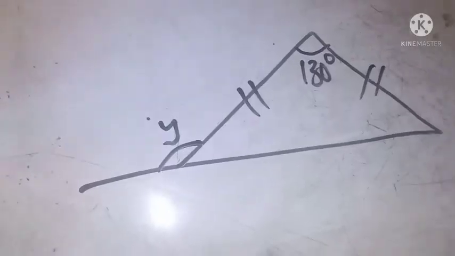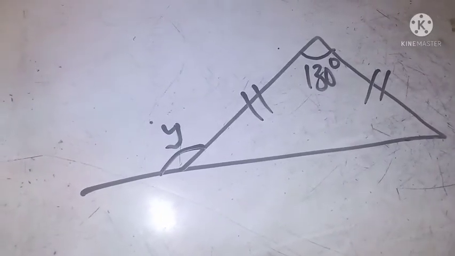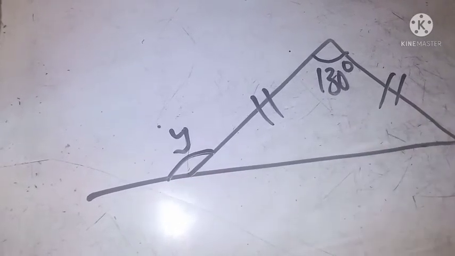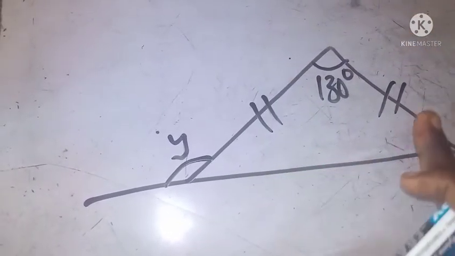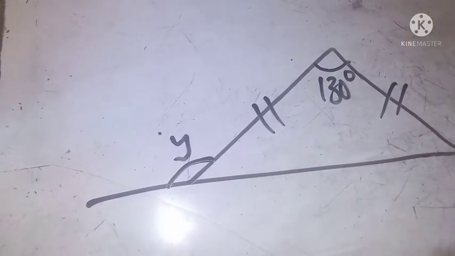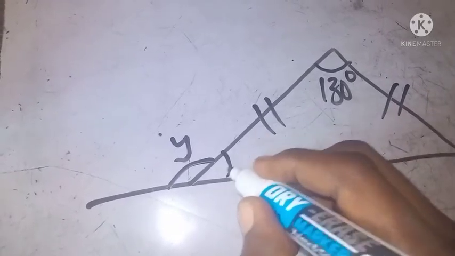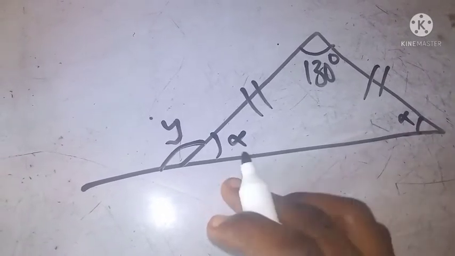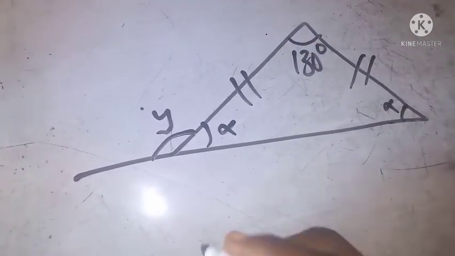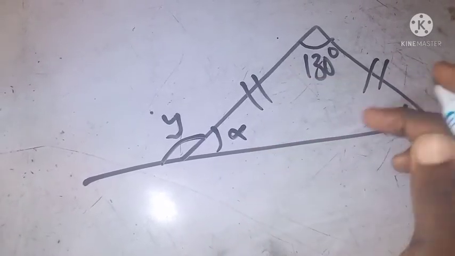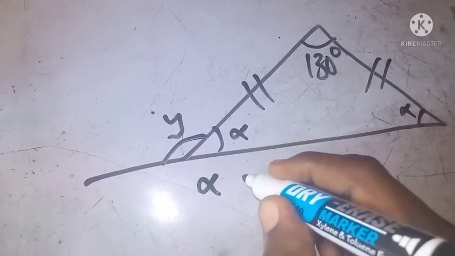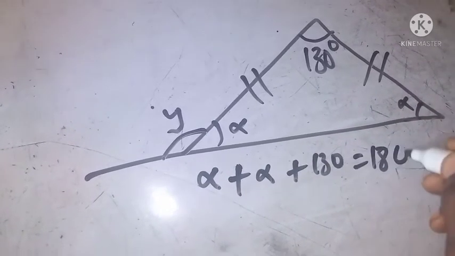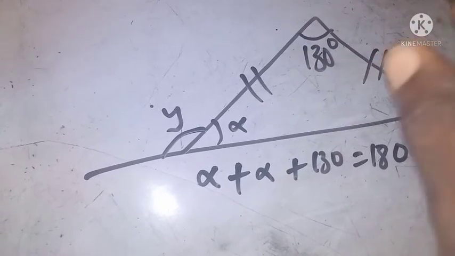You can check that. Now, the next question, number 19, says we should look for the value of y in this question. The first thing I did was that since this is an isosceles triangle, in which the base angles are equal, let me put alpha here. Both angles are equal, and all angles in a triangle add up to 180. So I want to find this alpha first. Alpha plus alpha plus 130 equals 180.